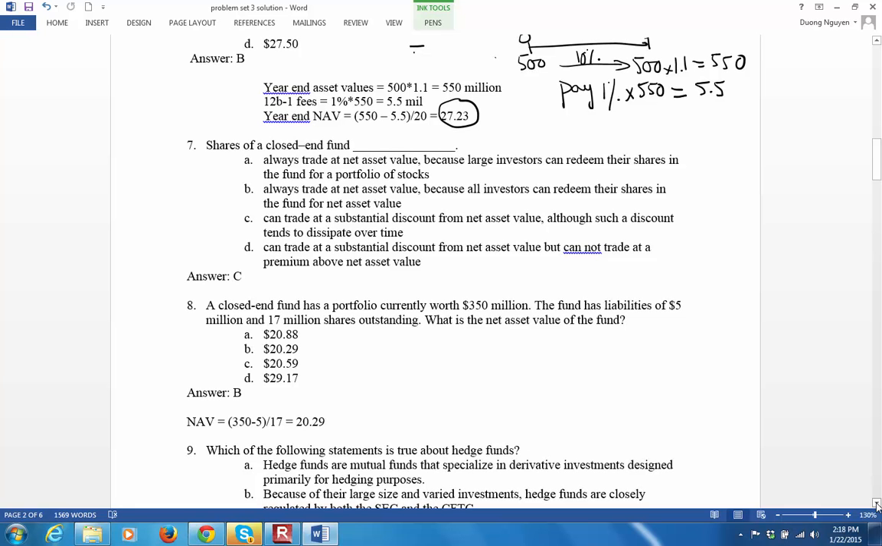Now the same thing in question number 8. What is the net assets value? Net assets value equals assets, right now 350 million, minus liabilities, which is 5 million, divided by the number of shares outstanding, which is 17 million shares, and the answer is 20.29.